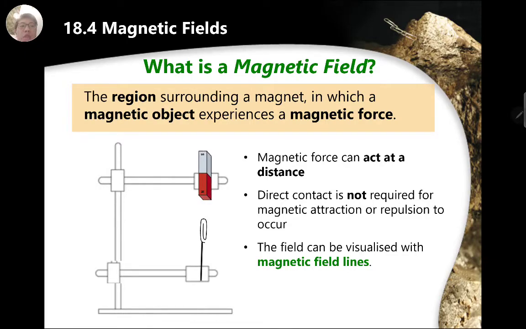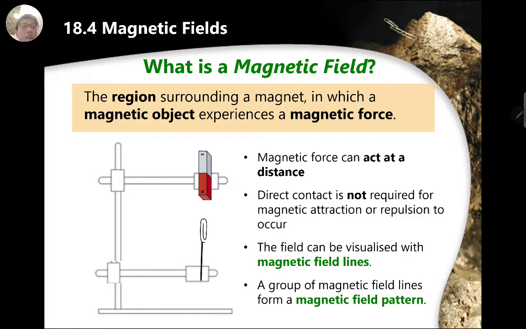Okay, the field can be visualized with magnetic field lines, just like the other two fields that we've already learned. A group of magnetic field lines forms a magnetic field pattern. This is just telling you the terms. So the magnetic field pattern is the group of field lines.